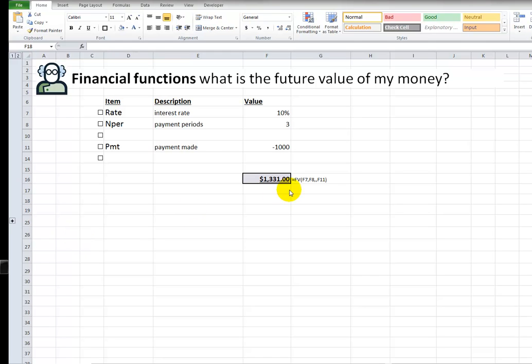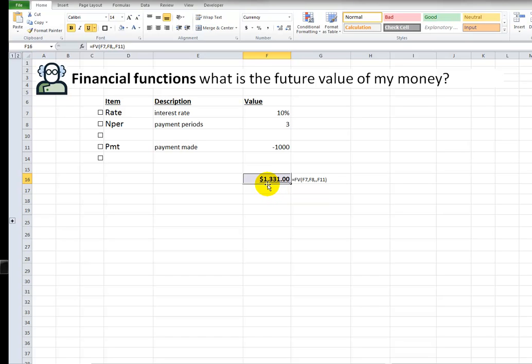Sometimes in Excel you can do a formula, you can get an answer, but you're not really sure what it's really doing. You just know that it looks about right. So here, this is my first video for financial functions, and what is the future value of my money?